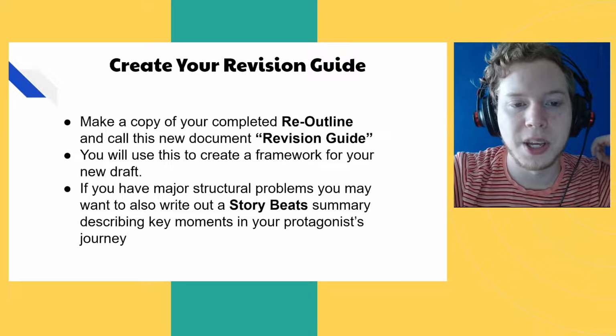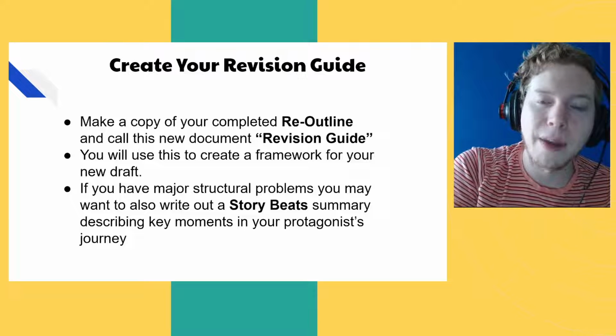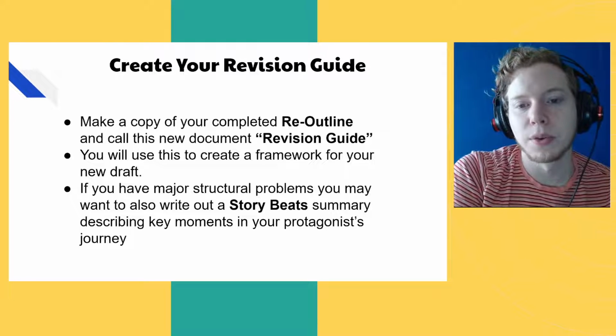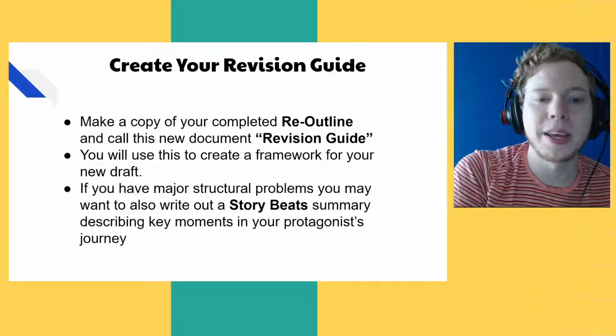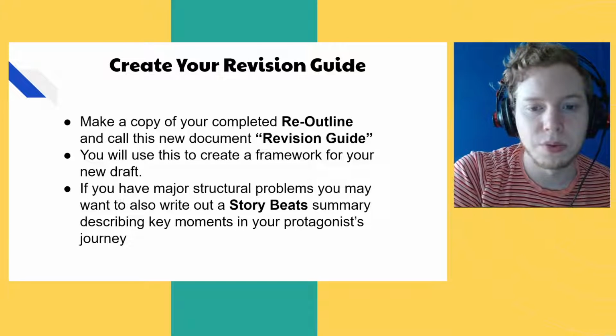And so that's going to be your revision guide. On Google Docs, you can just go to File and make a copy, and then it will ask you what you want to retitle it. So you'll go to your re-outline, make a copy, and title it Revision Guide, and you will use that to create the framework for your new draft.